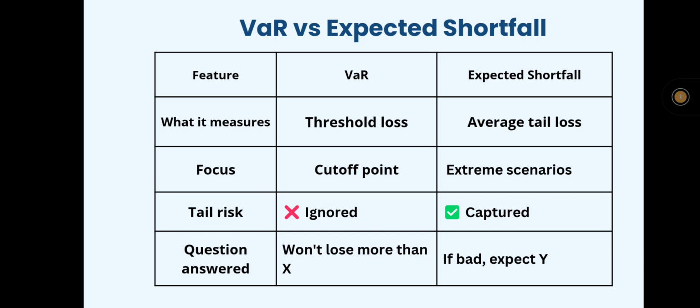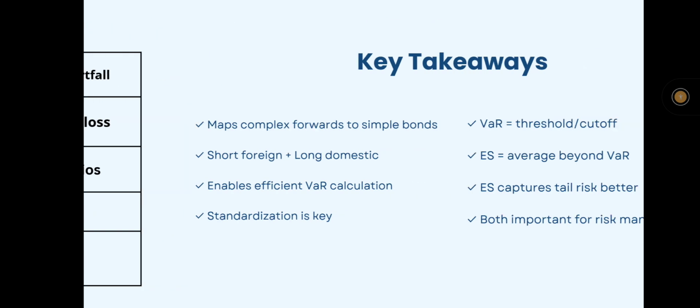Here's the critical difference. VaR ignores tail risk. It doesn't tell you anything about those extreme scenarios. Expected shortfall fully captures tail risk. For interpretation, VaR says you won't lose more than X with 99% confidence, while ES says if things go bad, expect to lose Y on average. Here's how I like to remember: VaR tells you where trouble starts, ES tells you how bad it gets when trouble comes.